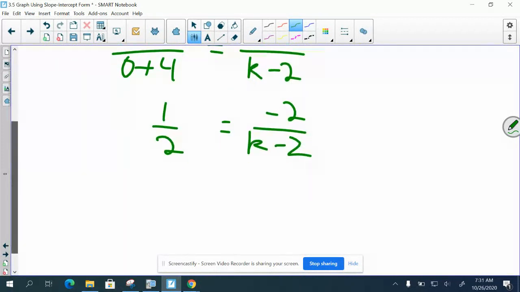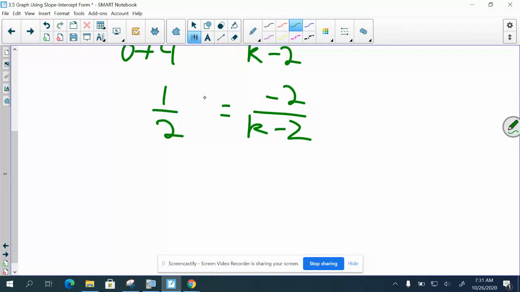So what you might notice is that now you have a proportion. One thing that some students might like to do is just to compare and maybe problem solve with what k would be. But I think that the best method for most of us would be to cross multiply at this point. So do 1 times k minus 2 equals 2 times -2.